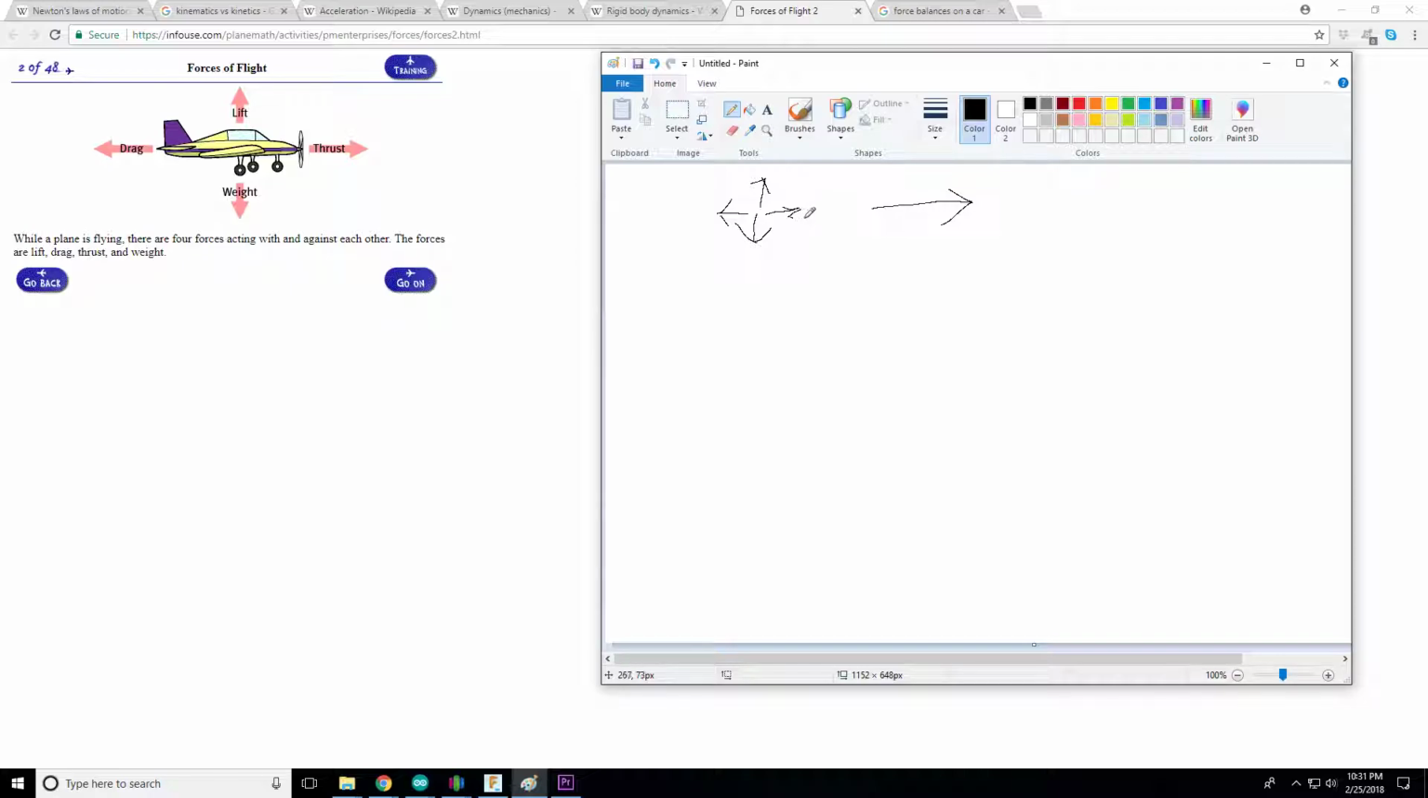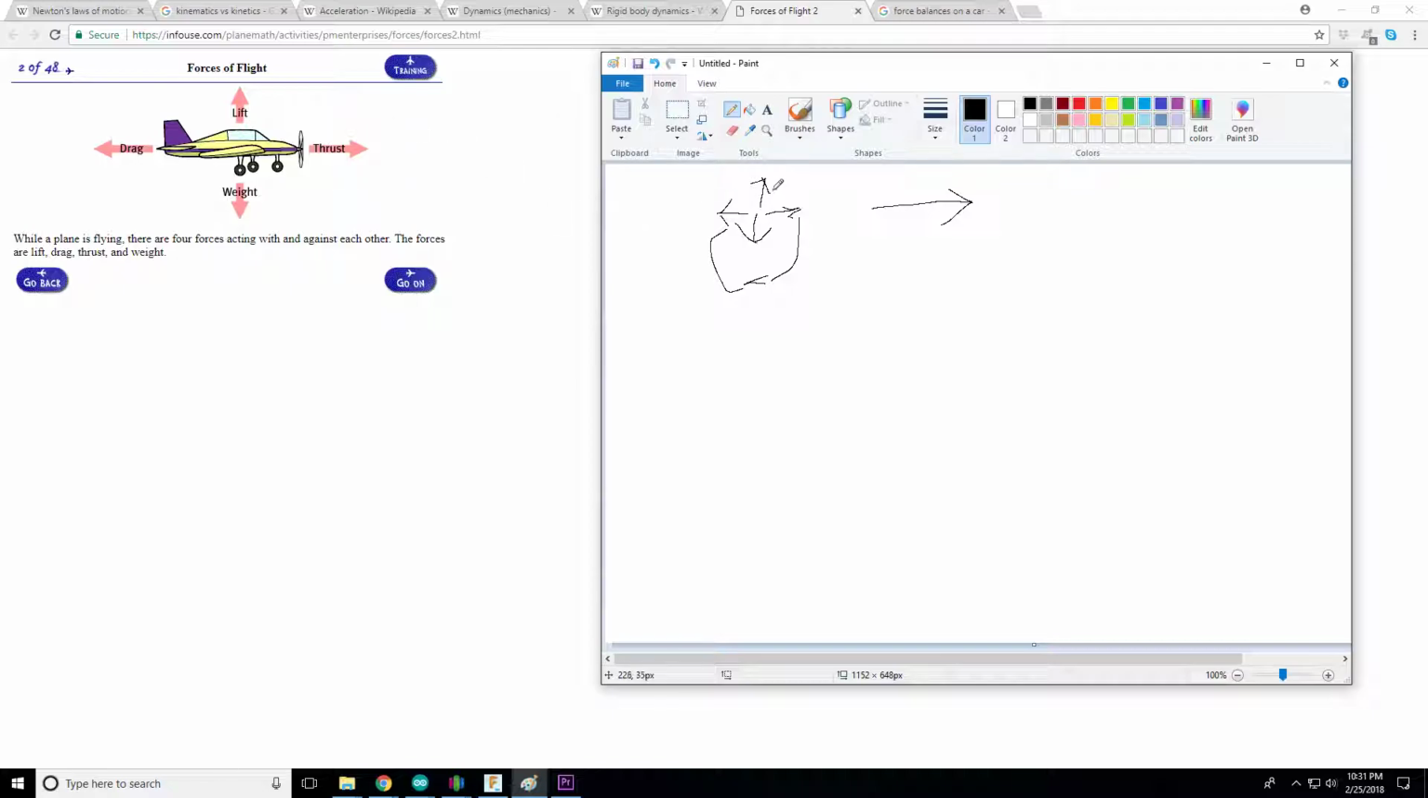Your thrust probably has to be greater than your drag. Because if your thrust is less than your drag, you're going to be going backwards, right? You're not going to be going to where you want to be going. So let's say you wanted to go from LA to San Francisco. If your thrust is going backwards, you're heading down to Mexico, right? Or San Diego or wherever.